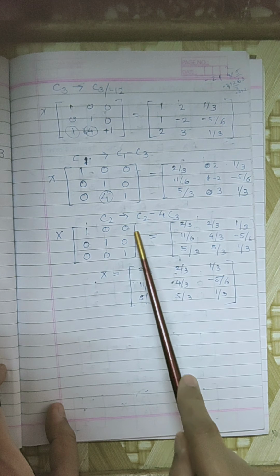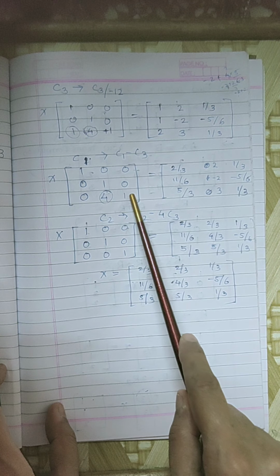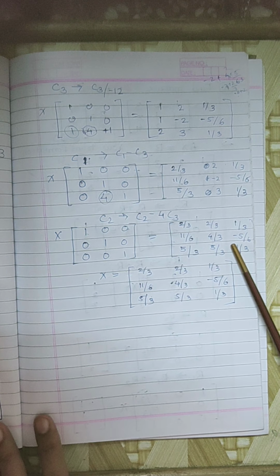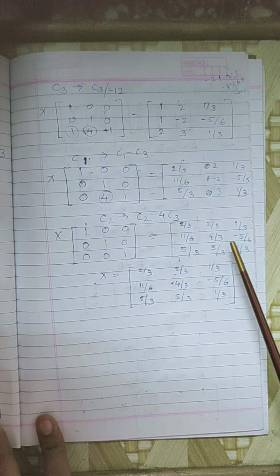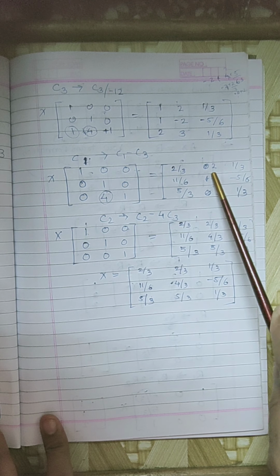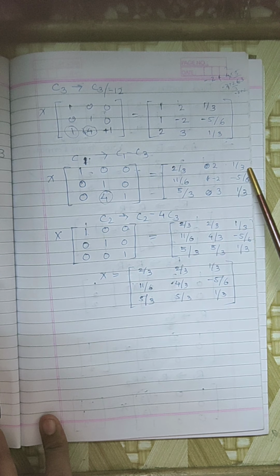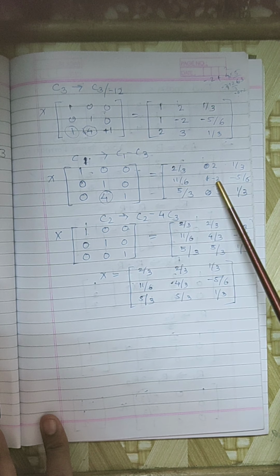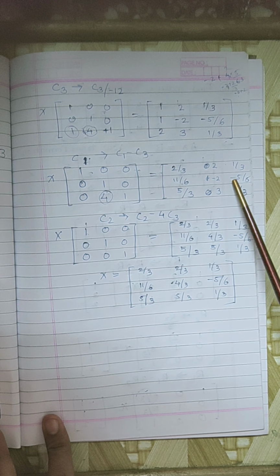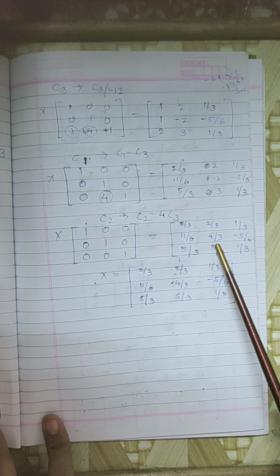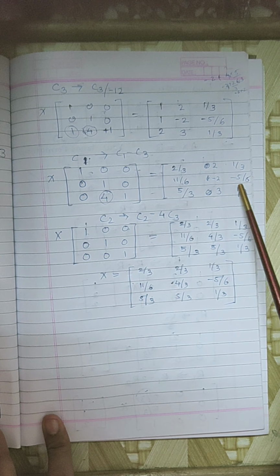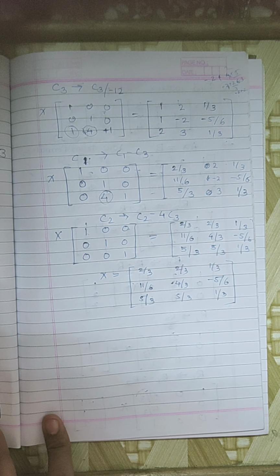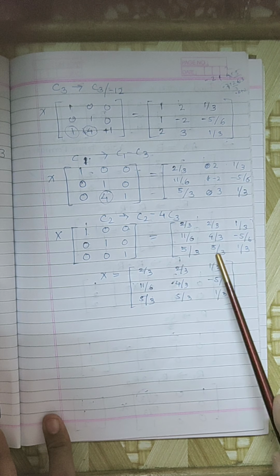4. C2 means 4 minus 4 into 1 is 0. The same transformation you have to carry out here. First and third column as it is. Now C2 means 2 minus 4 upon 3, 2 upon 3 minus 2, this minus minus will become plus 12 upon 6, 4 upon 3, and 3 minus 4 upon 3 is 5 upon 3.